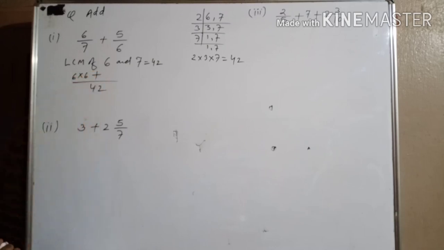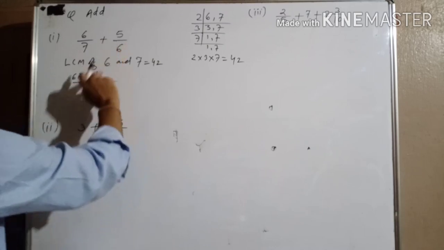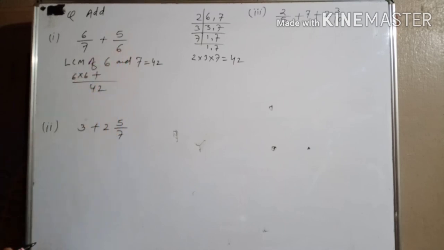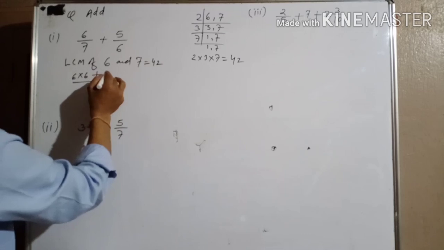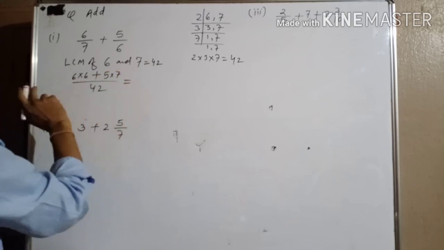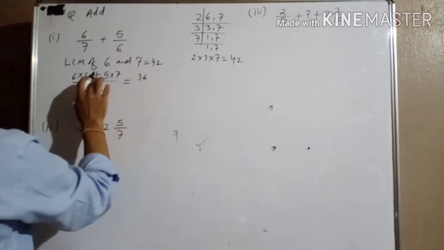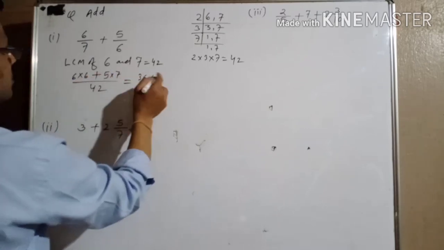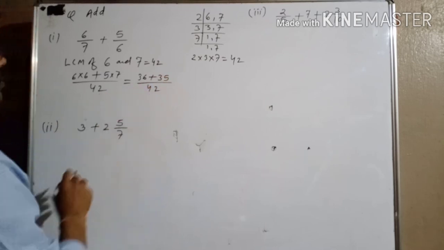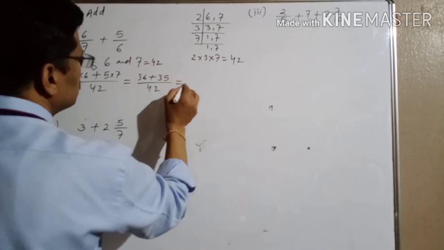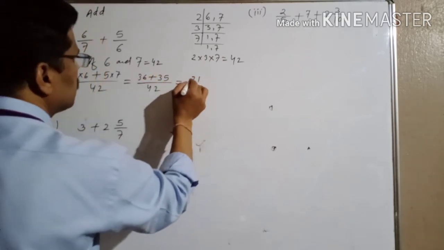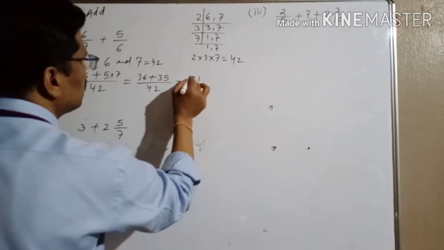Now again, the next number 5 upon 6. Now this 42 divided by 6, what do we get here? 7. So its numerator is multiplied by 7. When you multiply, what do we get here? 6 6 is 36. The plus sign will come as it is. 5 7 is 35 upon 42. When you add these 2, what do we get here? 5 6 11. Carry 1, 3 6 7. We get 71 upon 42. This is your required answer.